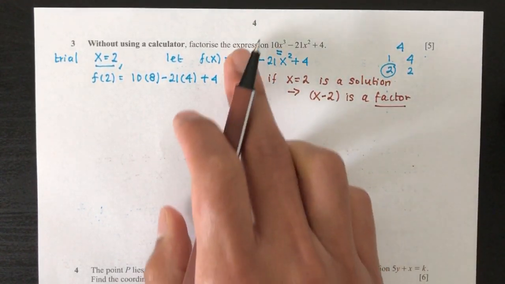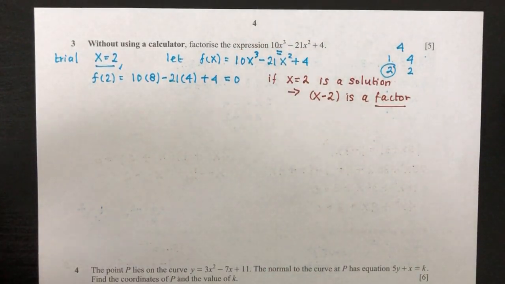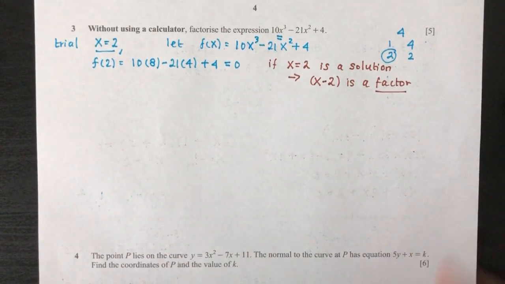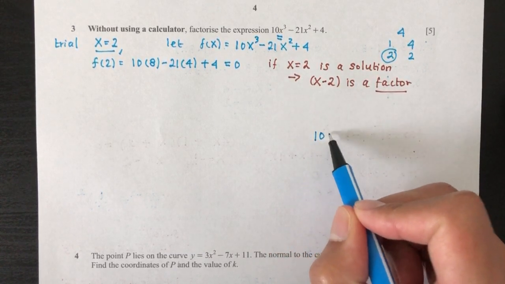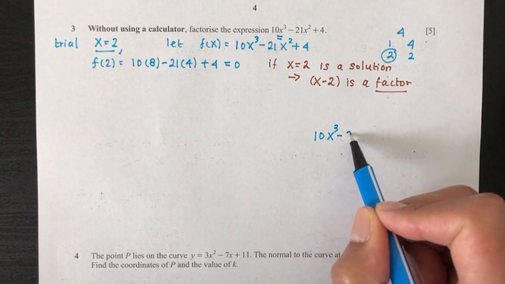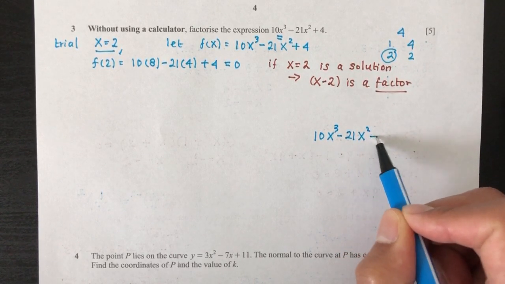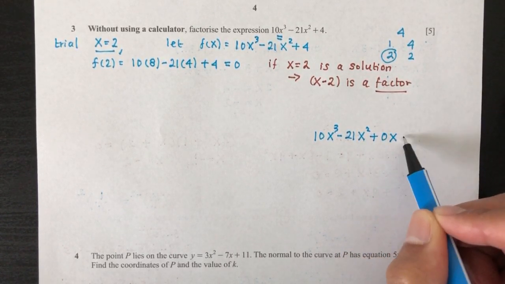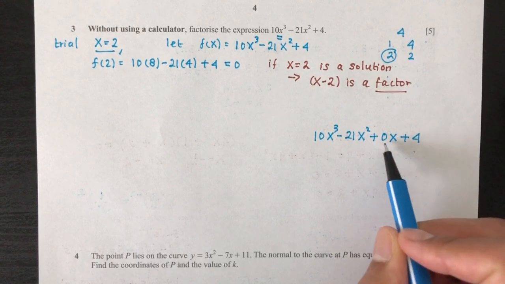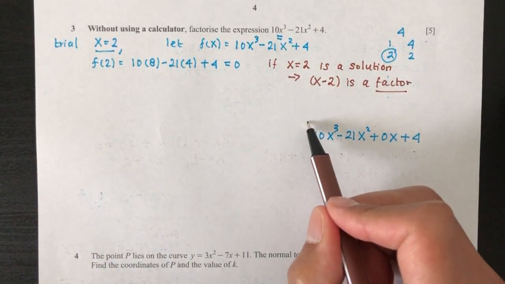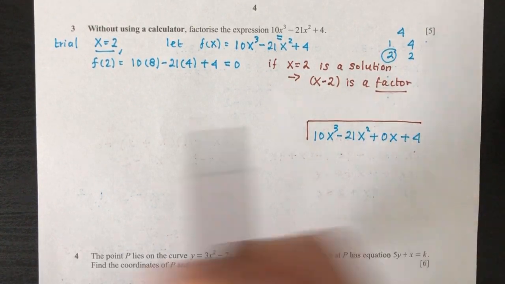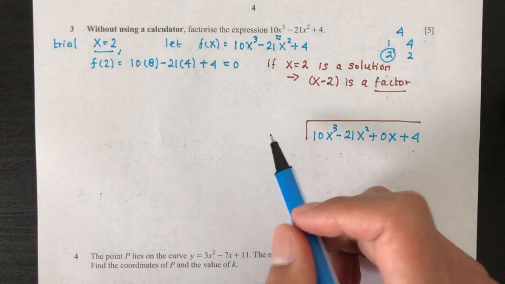So now we can factorize this one completely. To factorize this, we have to use long division. So let's do this right here. First you have 10x cubed minus 21x squared plus 0x plus 4, right? We don't have any term in x, so we have to write 0. And then all this is divided by x minus 2, because it is a factor.